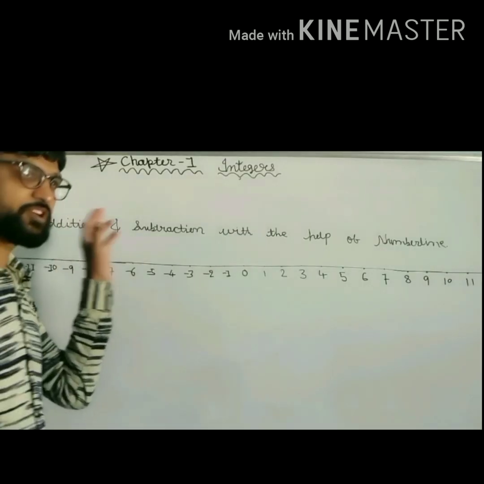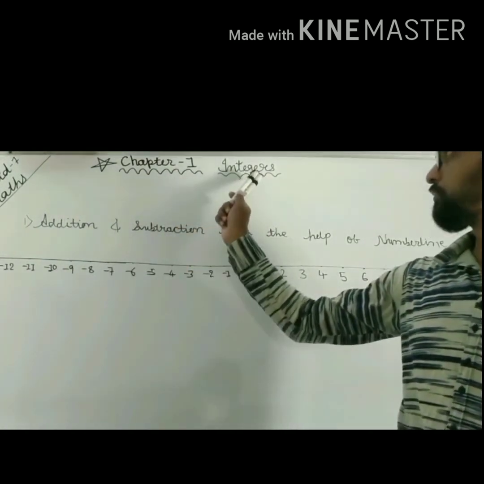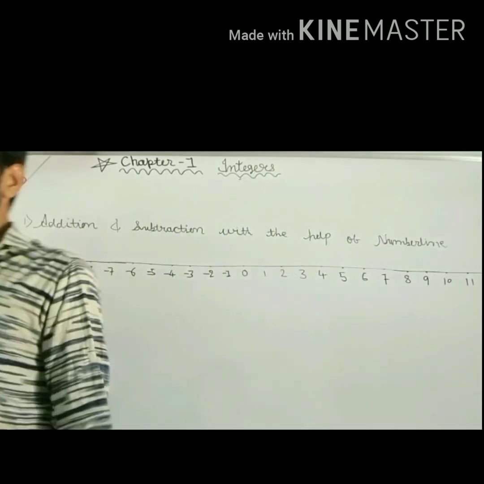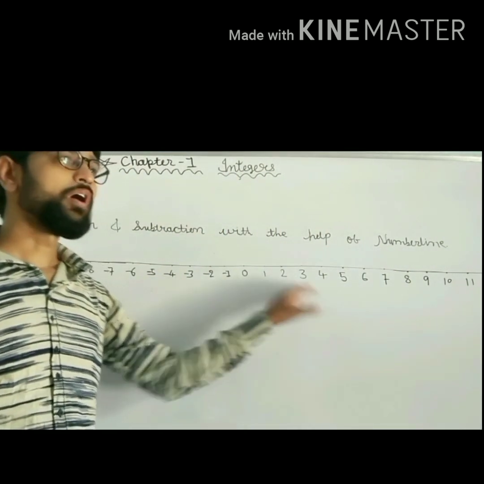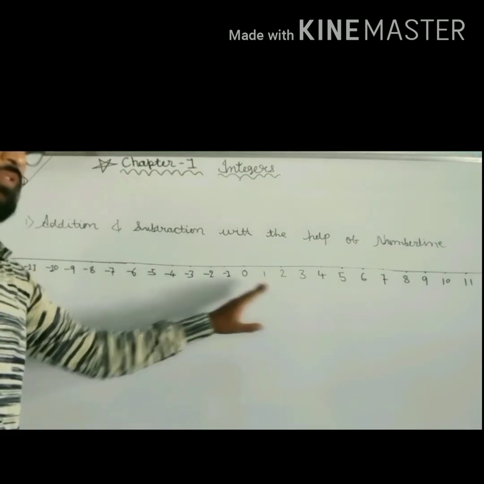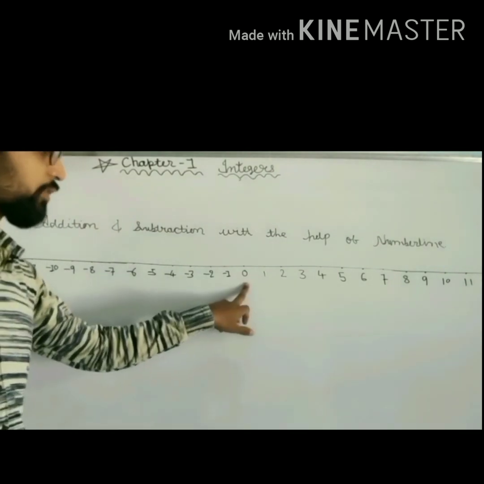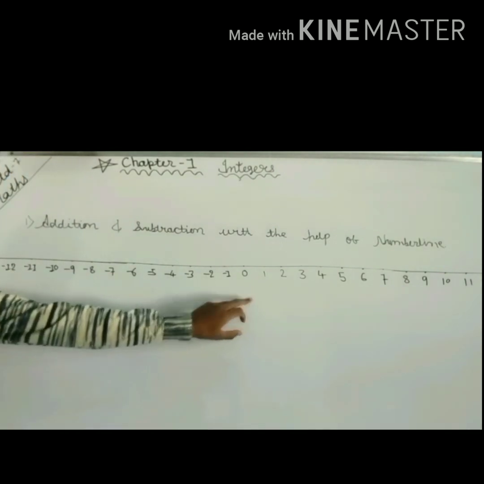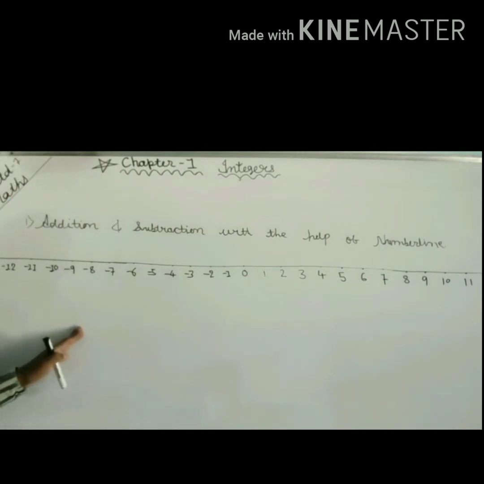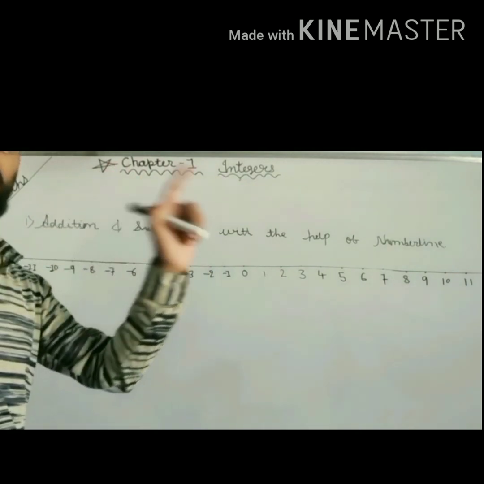Now before starting the first topic, I would like to inform you about this chapter. Integer means any number which may be positive or negative. Any number which may be positive or negative is called an integer. It also includes 0. That means any number positive or negative is called an integer, but it cannot be a fractional or rational number.